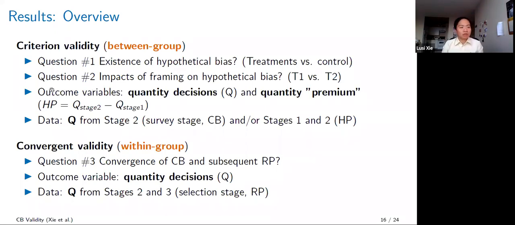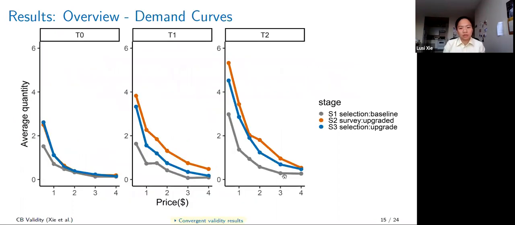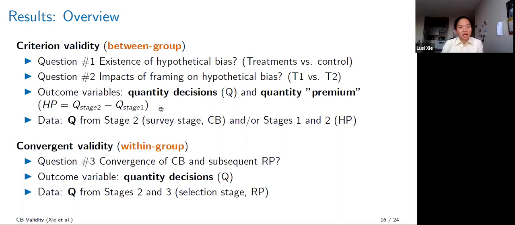The outcome variables we use in the analysis are quantity decisions and quantity premiums. That is the difference between quantity decisions of stage 2 and 1. The main reason for this is we see that there's a difference across groups in stage 1, and using that quantity premium, we can control for that difference. And also it has its own meaning for recreation demand studies. To construct the outcome variables, we use quantity decisions in stage 1 or 2.